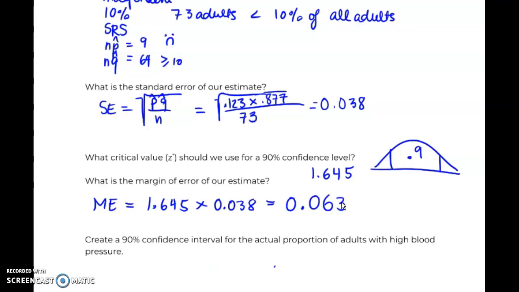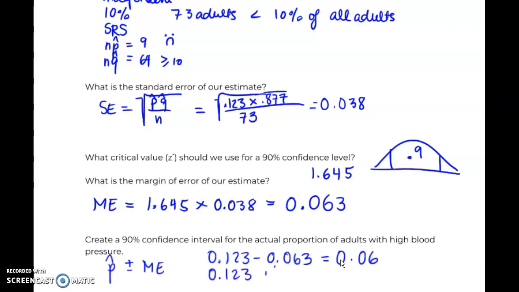Okay, now we're going to calculate the confidence interval. And so we're going to start with our p hat. We're going to add and subtract our margin of error. So for our lower bound, it gives us 0.123 minus 0.063, which is 0.06, and then our upper limit 0.123 plus 0.063 is equal to 0.186.